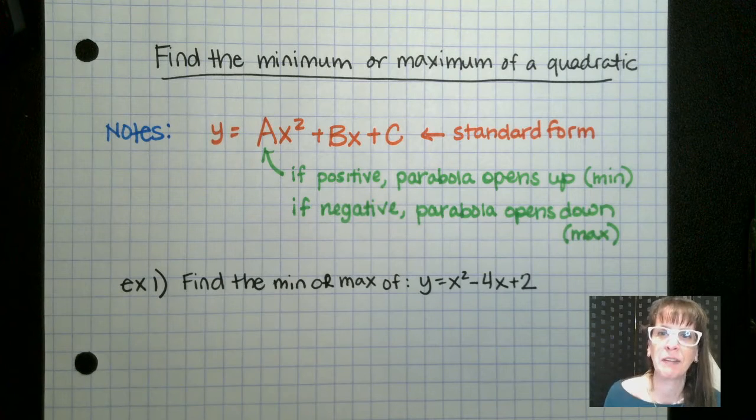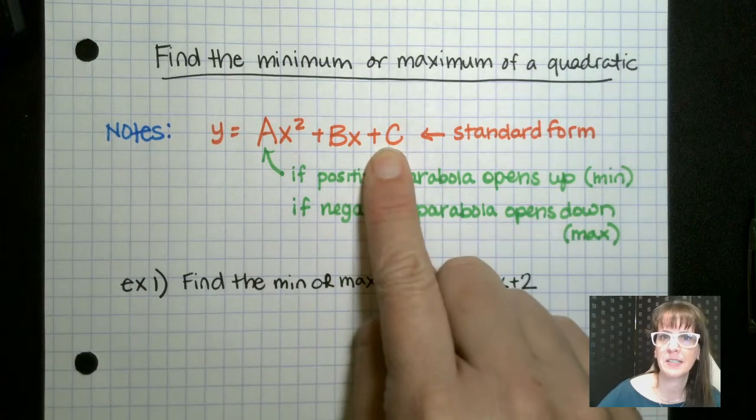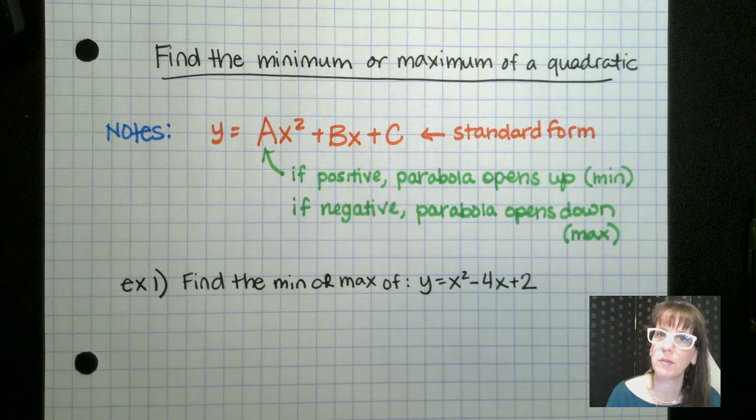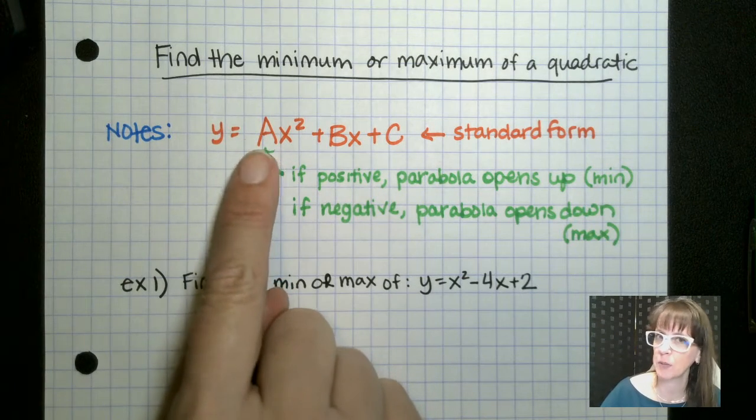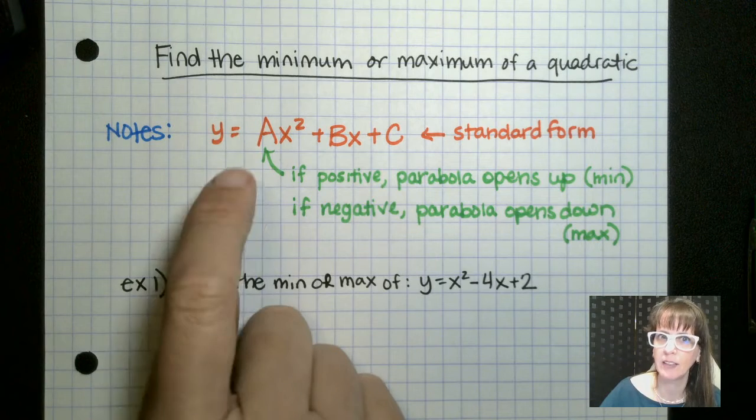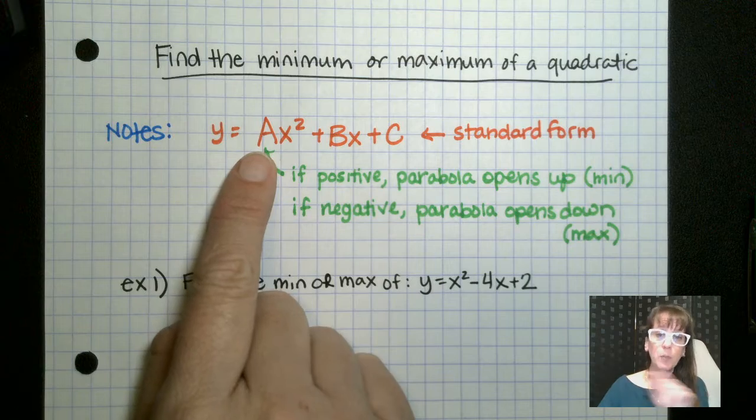Friends, today we're talking about finding the minimum or the maximum of a quadratic equation or function. And you want to take these notes down. Remember, our standard form looks like this, and how we find the minimum or the maximum is we look at our a here. Even if it's in vertex form, your a is always going to be in the front as well. If that a is positive, that means that the parabola opens upwards.